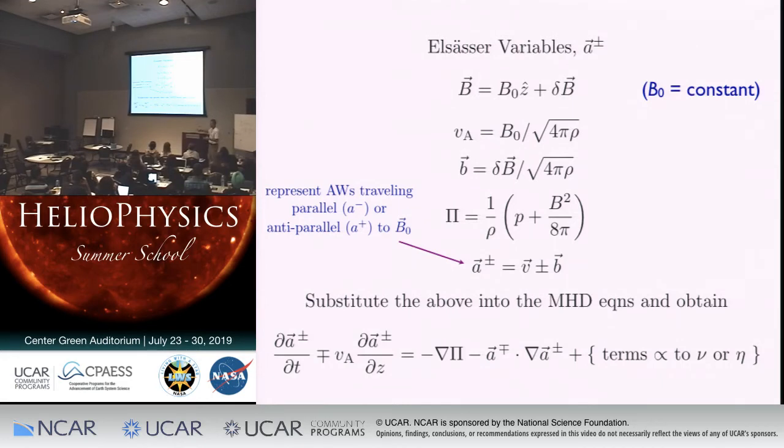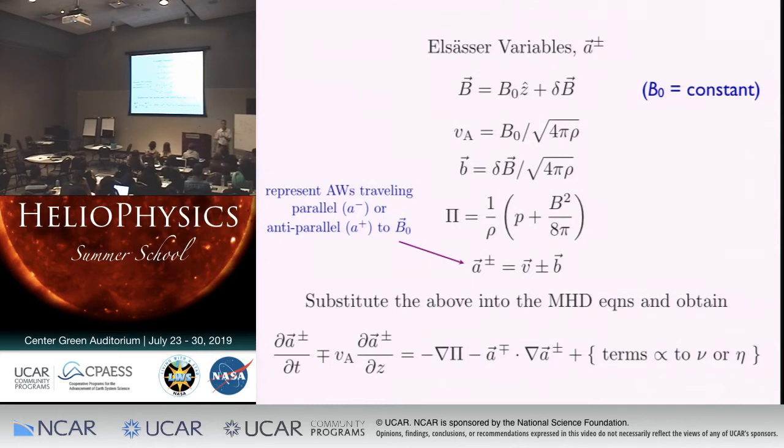In order to get waves to interact with each other, in order to get Alfvén wave eddies to cascade to small scales, the different waves have to talk to each other. They do so through the nonlinear term. This is the key to turbulence. Now, look at the form of that term. There's an A minus plus dot grad A plus minus.